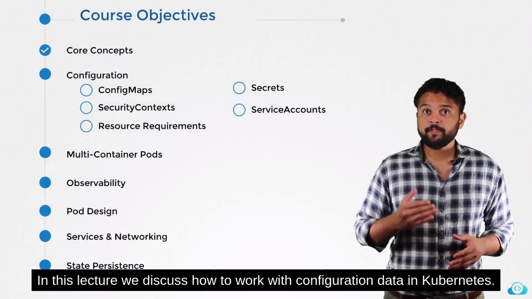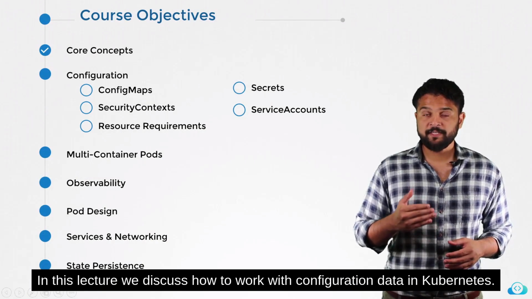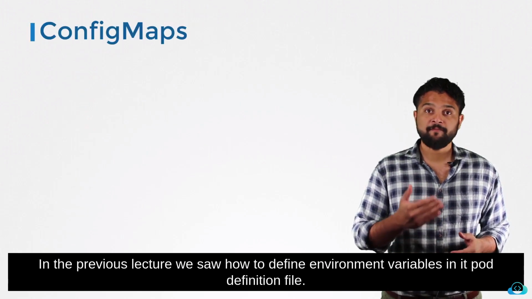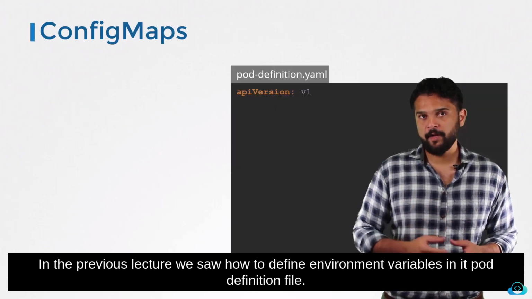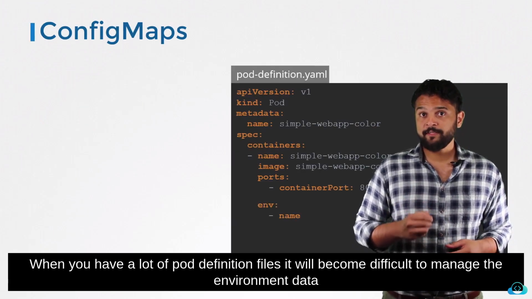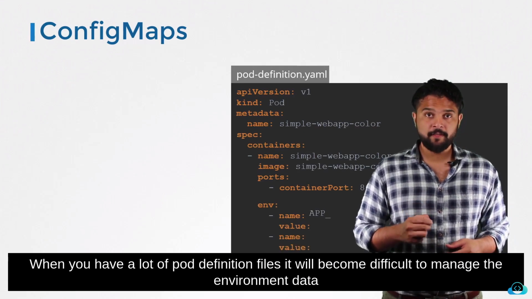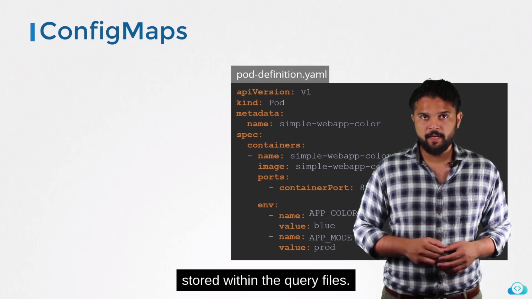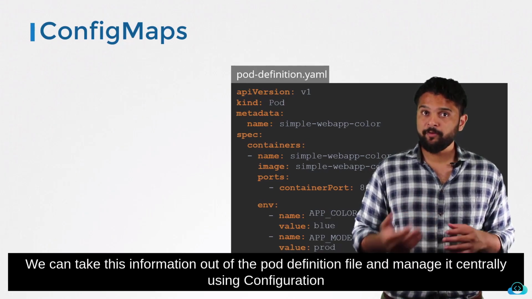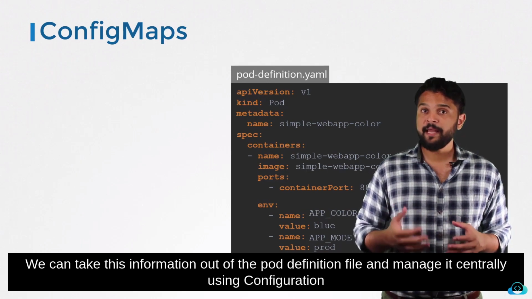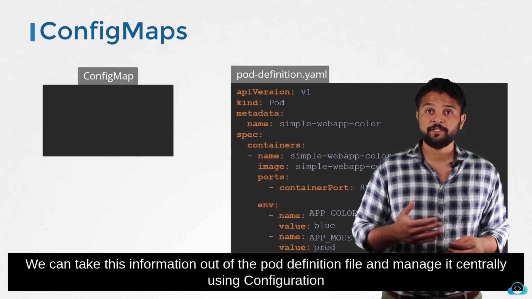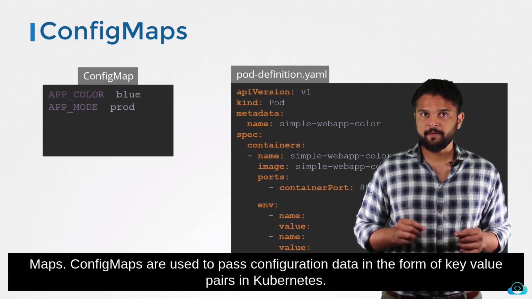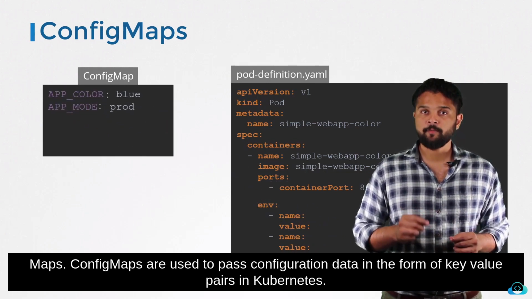In this lecture, we will discuss how to work with configuration data in Kubernetes. In the previous lecture, we saw how to define environment variables in a pod definition file. When you have a lot of pod definition files, it will become difficult to manage the environment data stored within the various files. We can take this information out of the pod definition file and manage it centrally using configuration maps. Config maps are used to pass configuration data in the form of key-value pairs in Kubernetes.